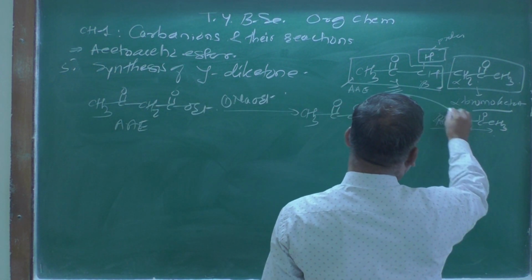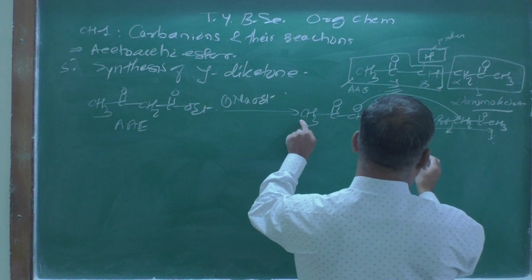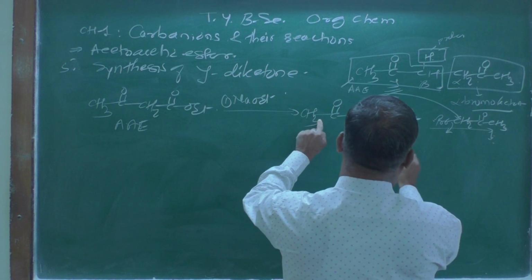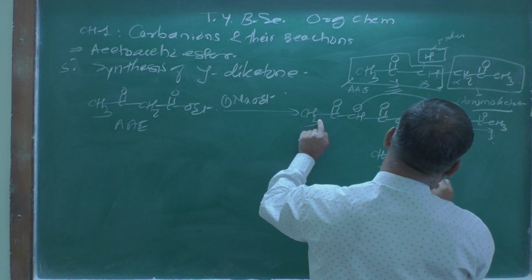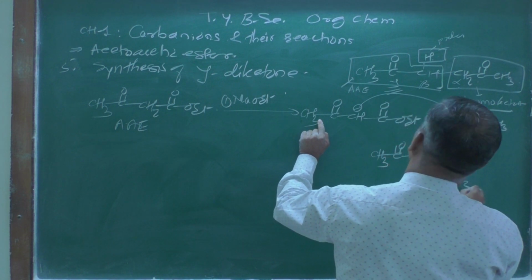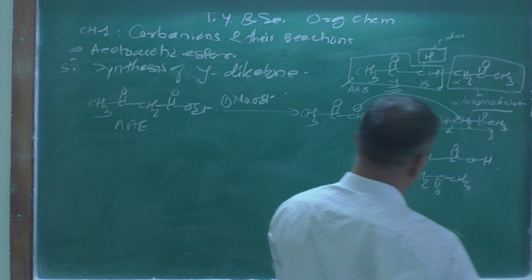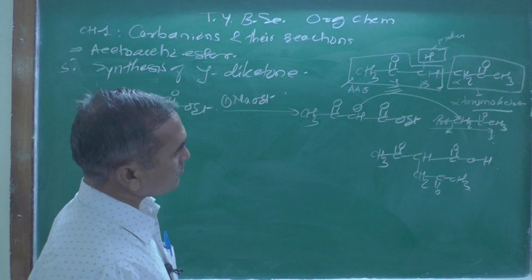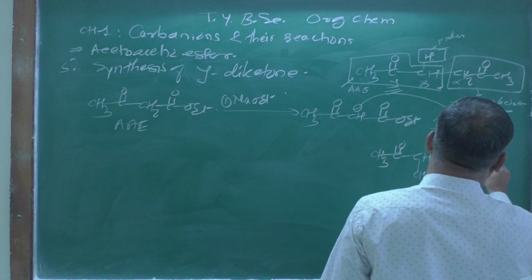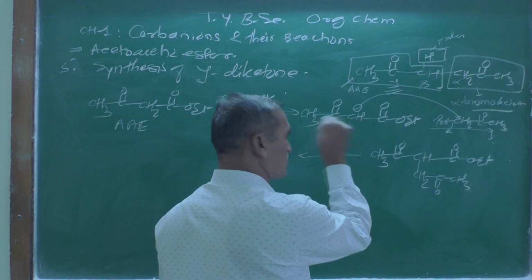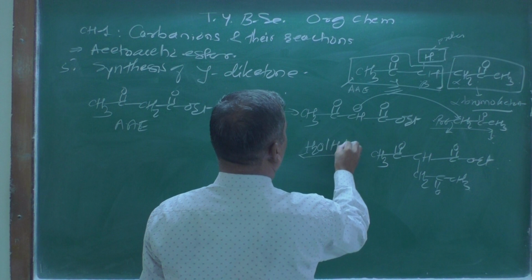Now this negative charge is going to attack the carbon bearing Br. Br is the leaving group, and therefore you are going to get over here CH3, then C double bond O, then CH. I am writing here CH2, C double bond O, CH3, and the rest C double bond O and OEt, like this. Got it? The ester is still there, OEt as it is. Now the next step will be hydrolysis, H2O in presence of H plus.